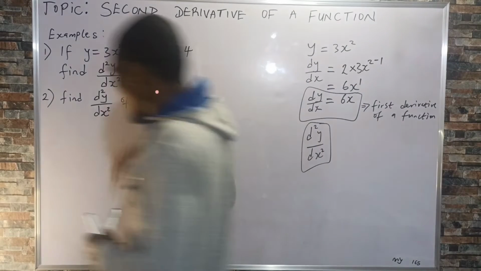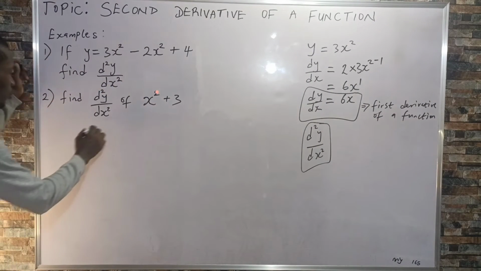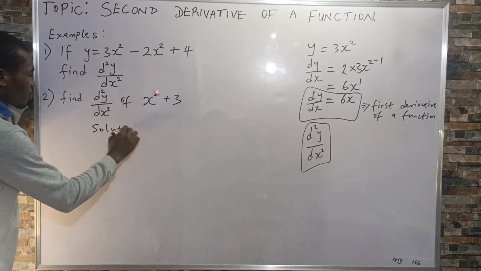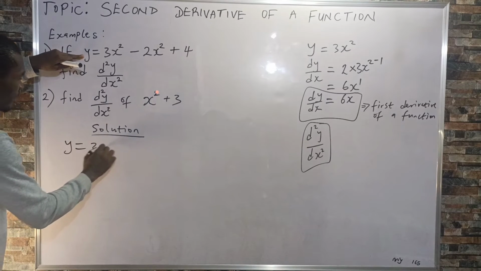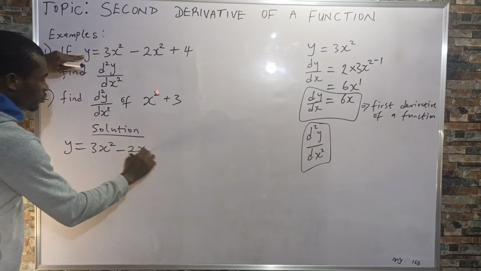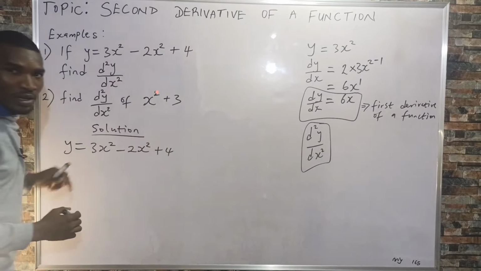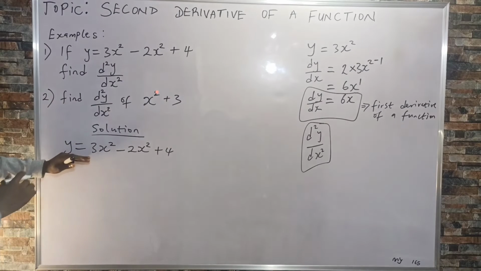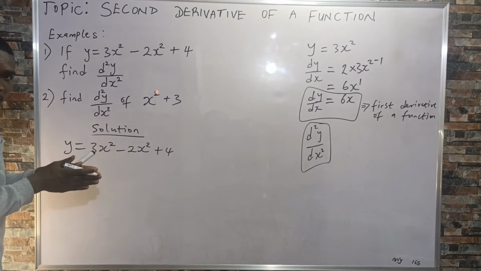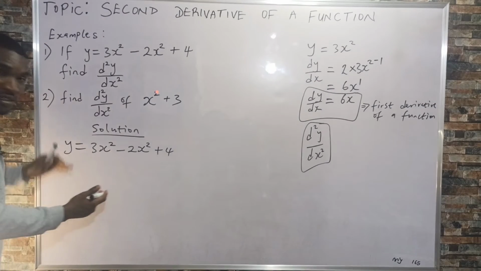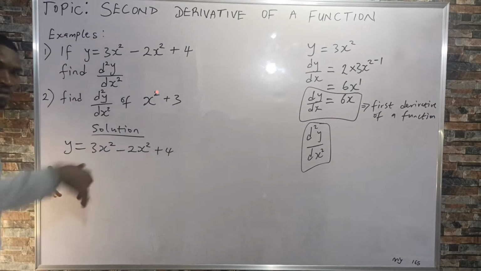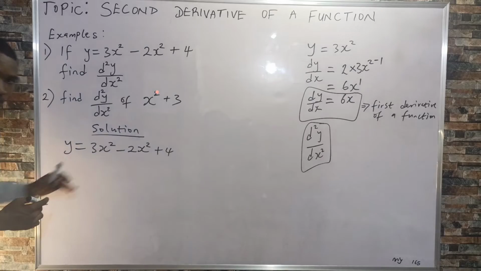Okay, let's go ahead to do that here. Solution. The first one, we have that y is equal to 3x squared minus 2x squared plus 4. First things first, we shall differentiate this function the first time, after which we differentiate whatever we get at the first differentiation the second time. So let's differentiate this function the first time.